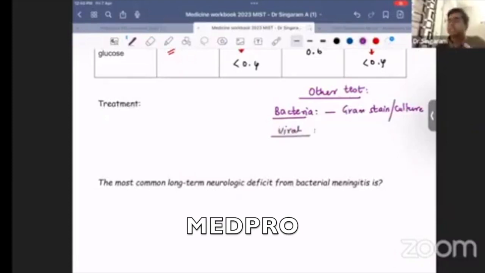Any idea what is the test for viral antigen? PCR testing. That is what we have to do. Viral load, okay, but the PCR test would be a good enough test. It's an easy test also to do. So PCR testing can be done.